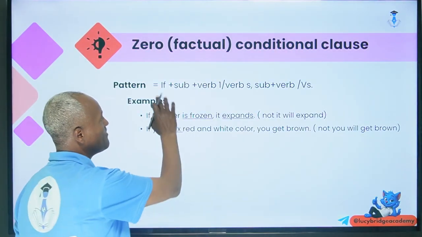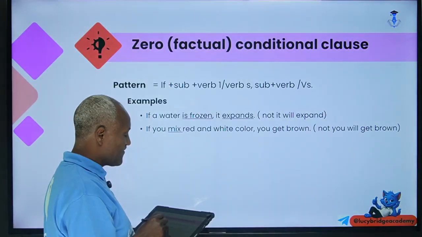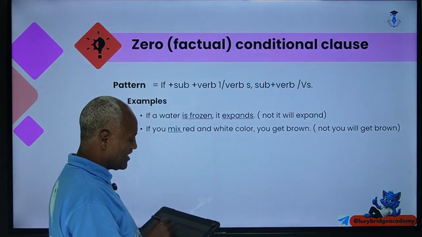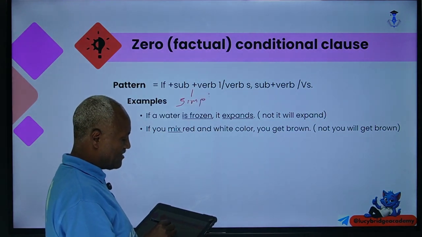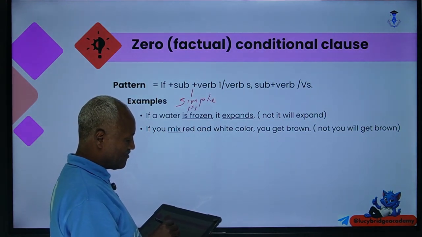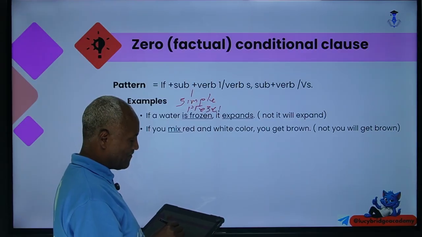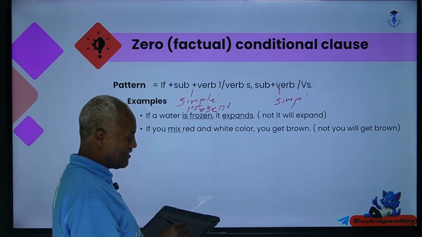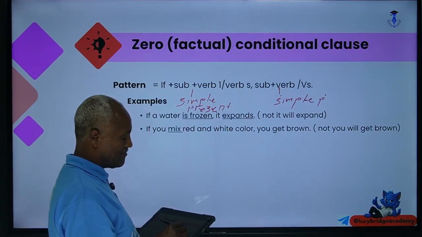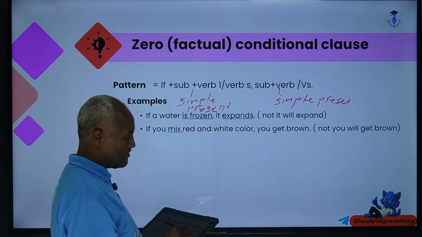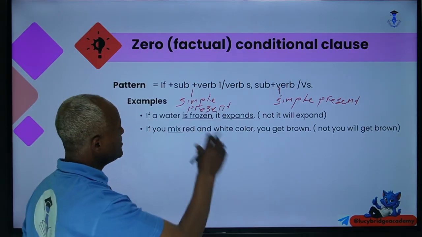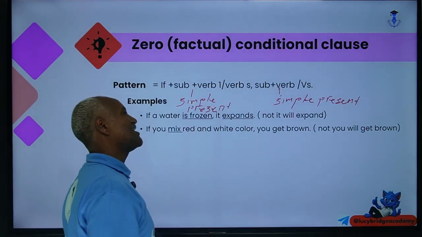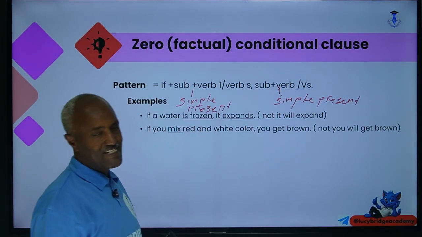For instance, here the pattern is: if plus subject plus verb 1 or verb is. We call this simple present tense. And the main clause again is simple present. This is what you have to remember: in the zero conditional clause, both in the if clause and in the main clause, the tense is the same, that is simple present tense.